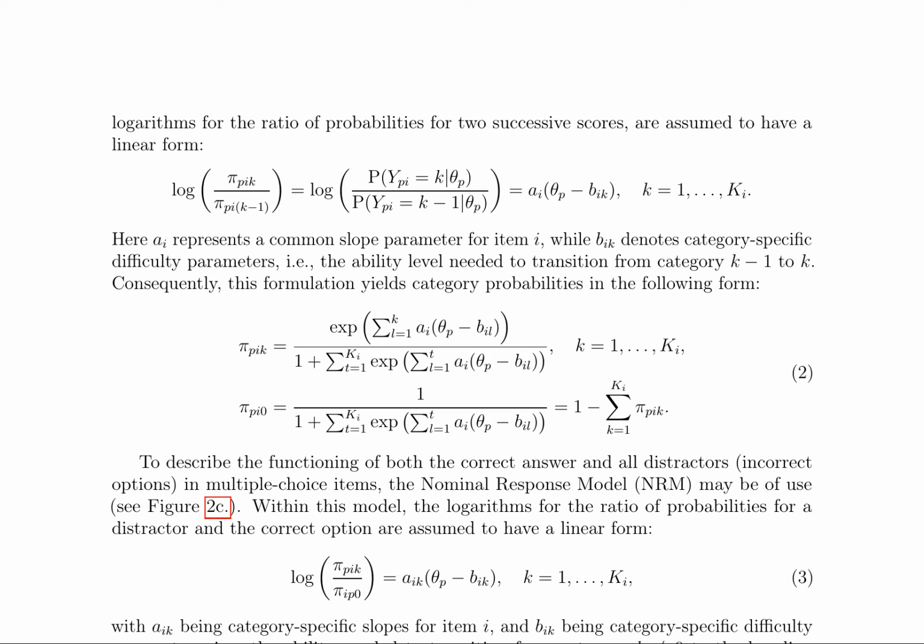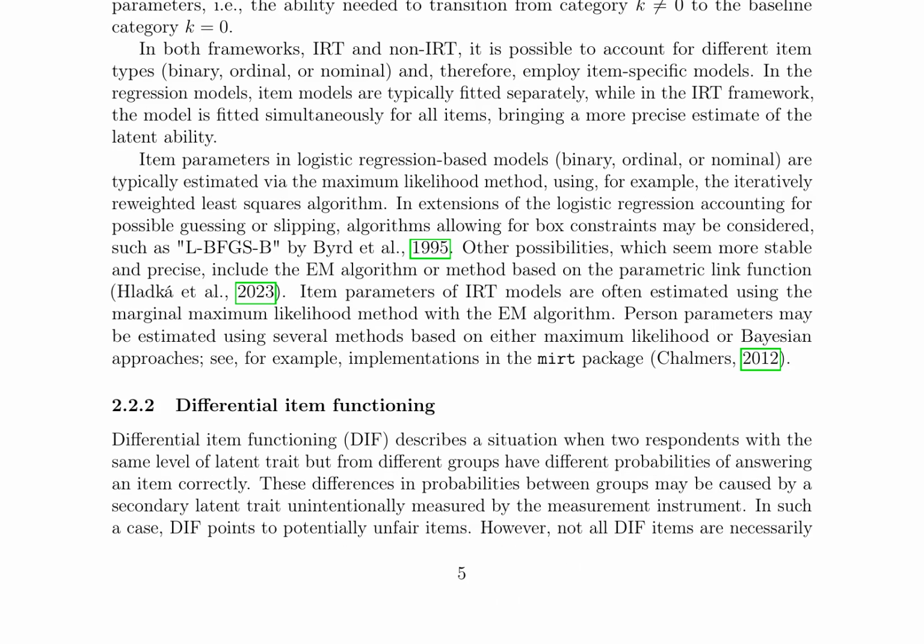The paper also addresses differential item functioning, DIF, a critical issue in test fairness. DIF occurs when respondents from different groups with the same level of latent trait have different probabilities of answering an item correctly. This may indicate unfair items and has significant implications for test validity and reliability.